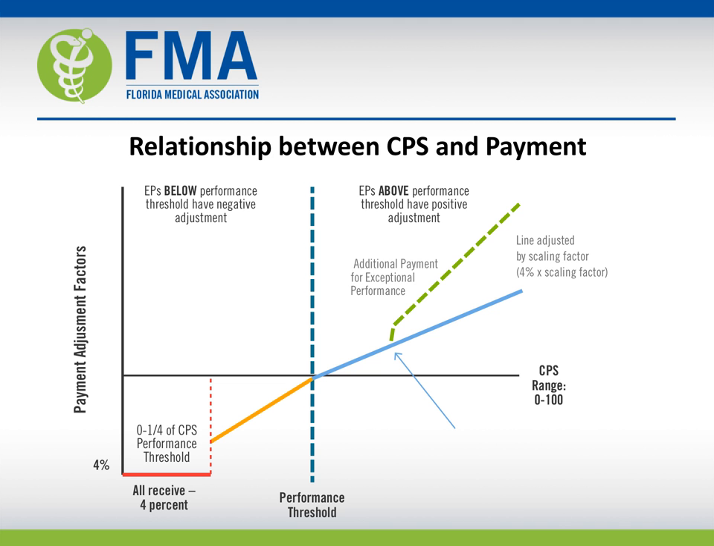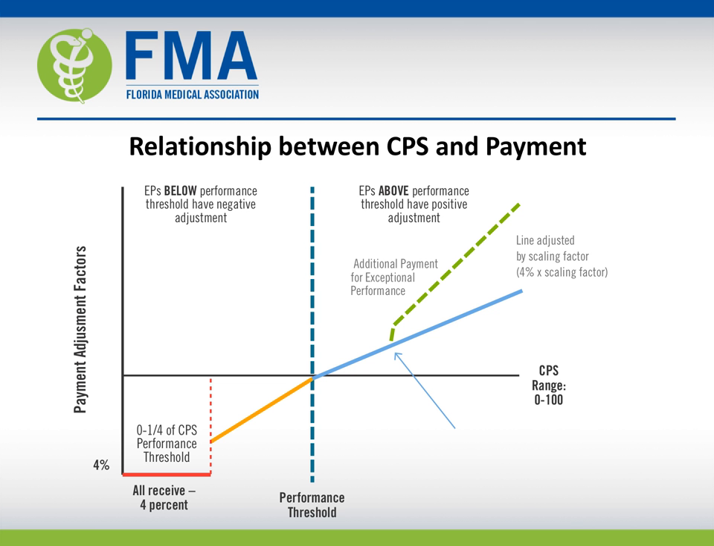And to help make sense of that, here's a graph that illustrates how that works. You have this blue line here that runs vertically across the chart, and you can see that this represents a hypothetical performance threshold. To the left of that, scores below the threshold result in progressively larger penalties, and scores above the threshold result in increasingly larger bonuses.